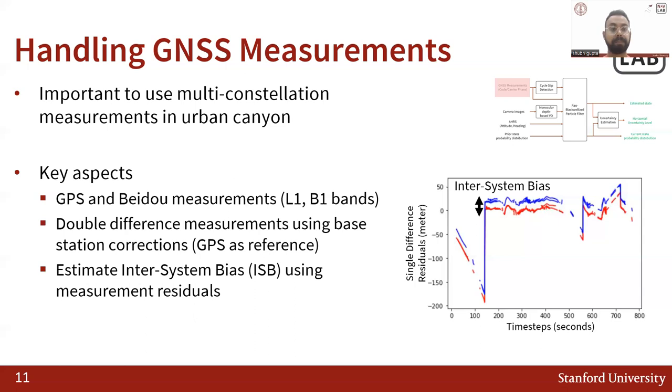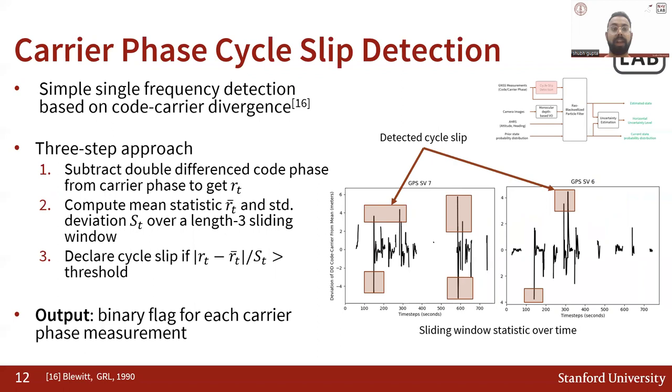We also perform cycle slip detection for carrier phase measurements, since these are frequent in urban environments. And for that, we use a simple single frequency detection strategy that is based on code carrier divergence. Our strategy has three steps, where we first subtract the double differenced code phase and carrier phase measurements to get a divergence value for each time.